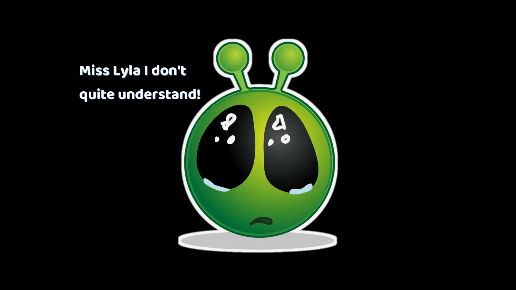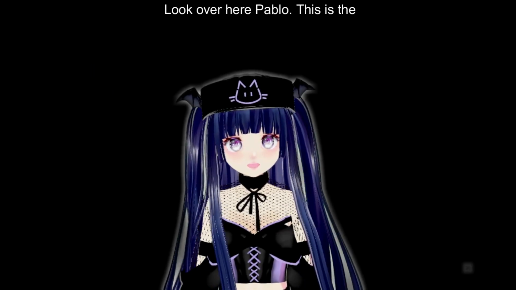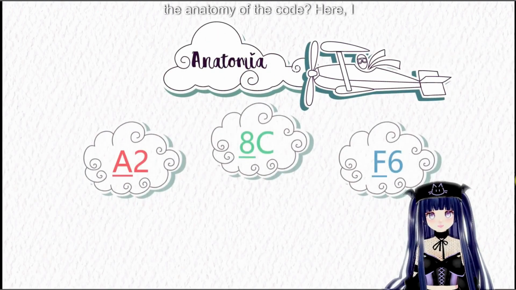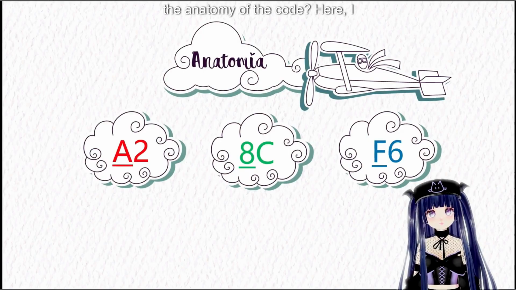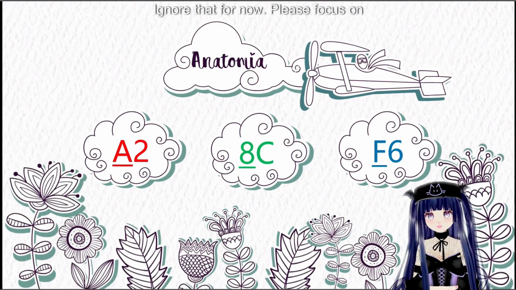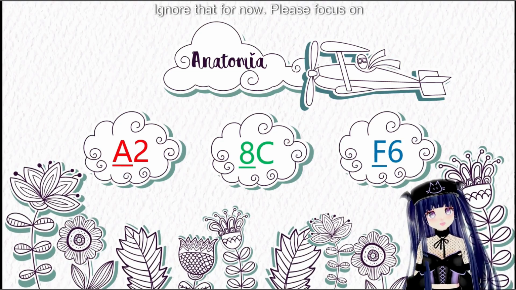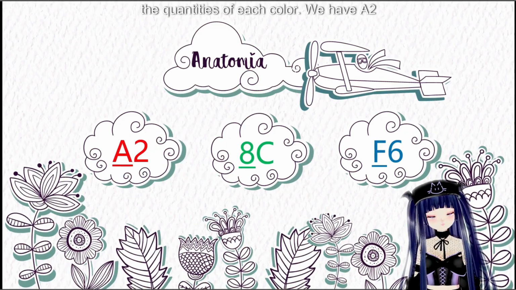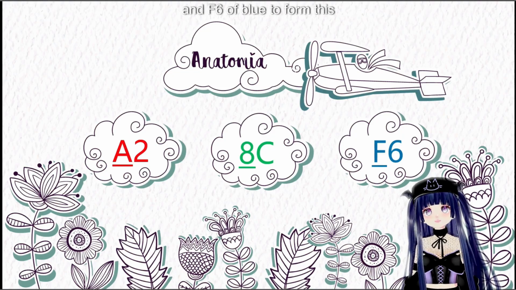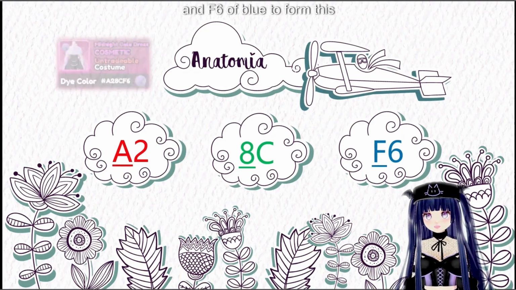Miss Lina, I don't quite understand. Look over here, Pablo. This is the code for one of my items. Do you see the anatomy of the code? Here, I separated each pair to help you. What's that underlined thing? Ignore that for now. Please focus on the quantities of each color. We have A2 of red, A6 of green, and F6 of blue to form this lavender here.